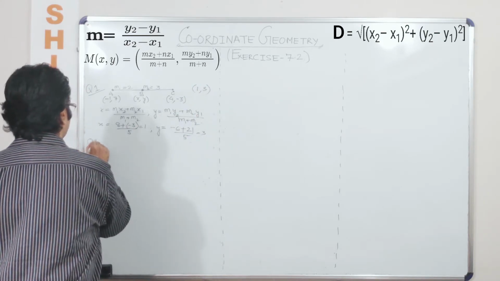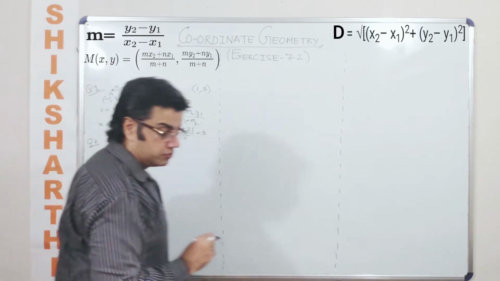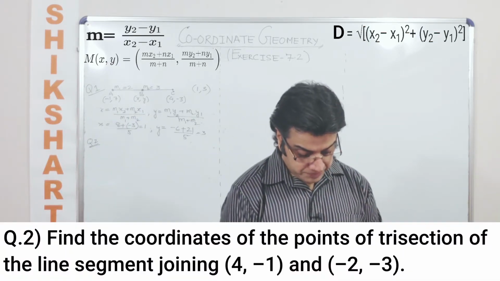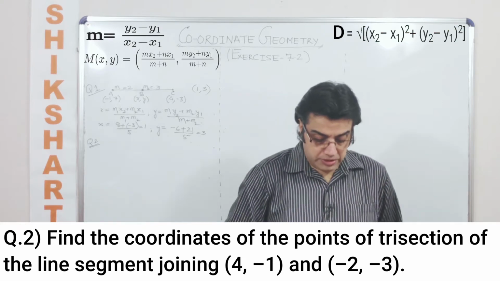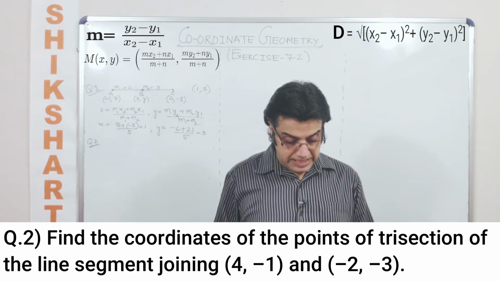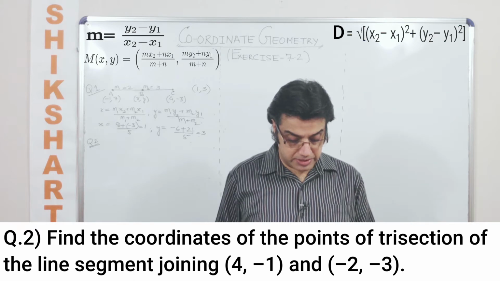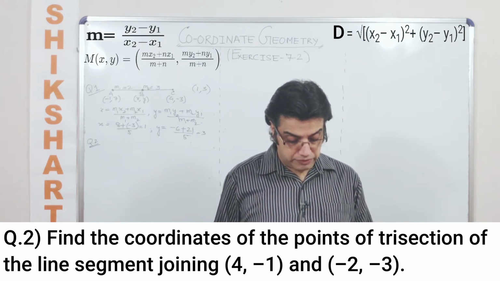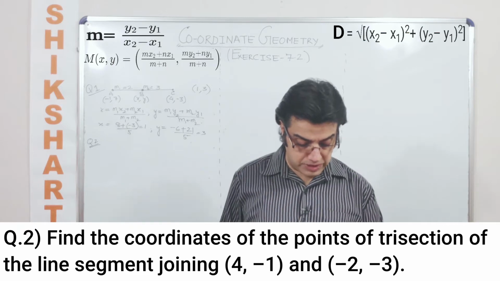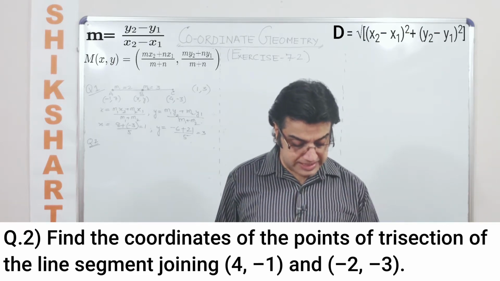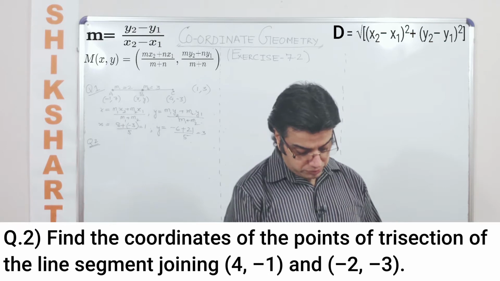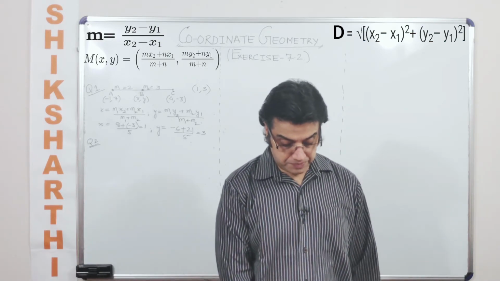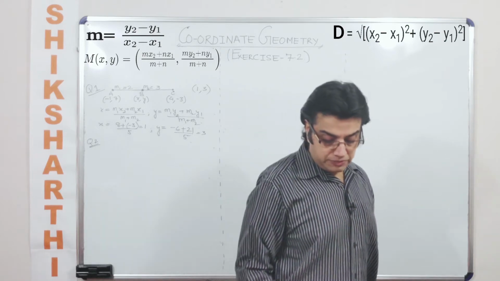Going ahead now and moving on to question number 2. Question number 2 says, find the coordinates of the points of trisection of the line segment joining this and this. So you are supposed to find out the coordinates of the trisection of the line segment.